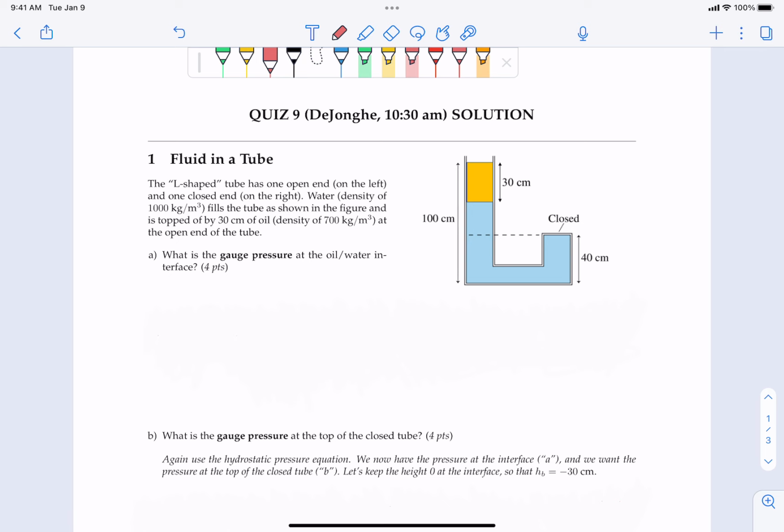Okay, so this is quiz 10 review. It says quiz 9, just a typo. This is quiz 10. This is all about fluids.